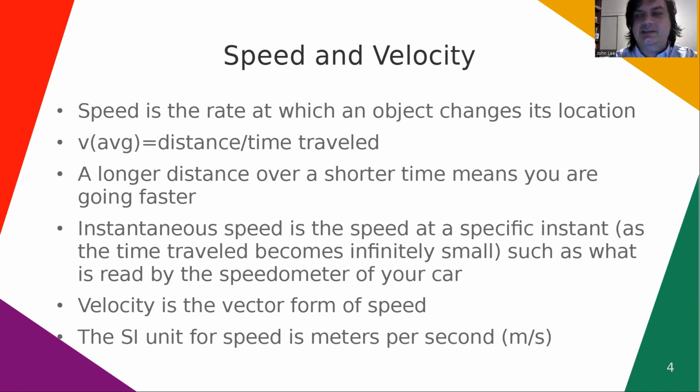which means that it just gives you how much distance you've traveled over time. And then the instantaneous speed is the speed at a specific instant, which is what is read on the speedometer of your car or in a police radar or something like that, where it's just talking about what you're traveling at at that moment.